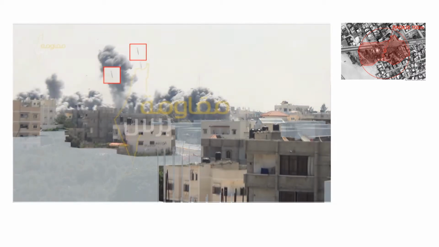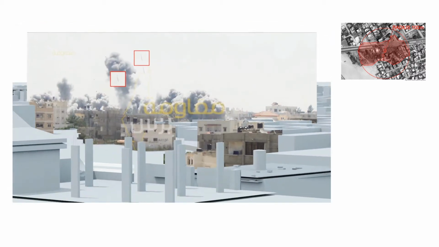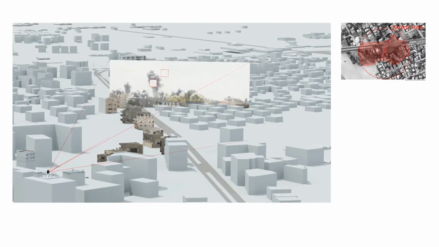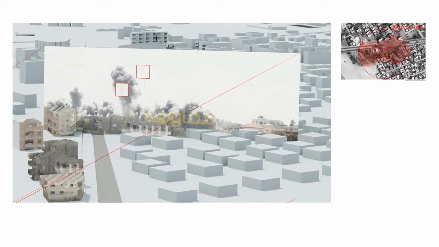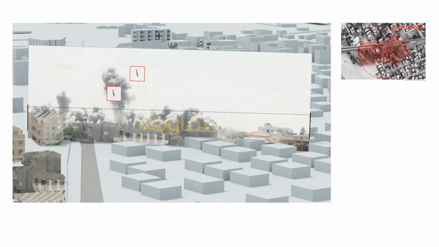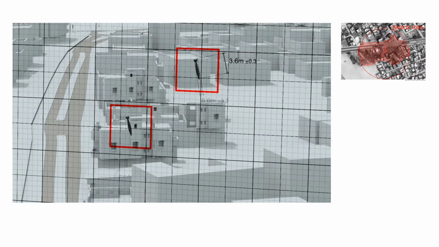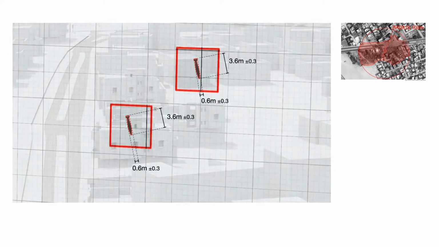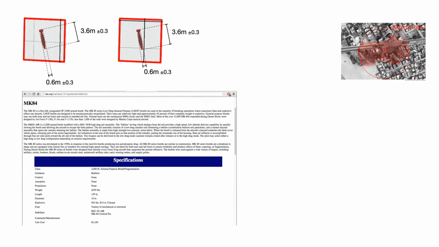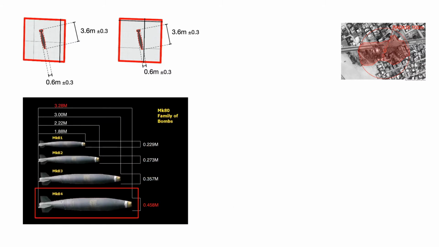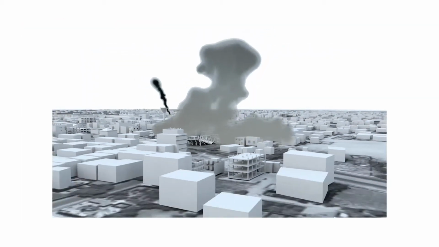Since we know the distance between the videographer and the bombs, we can locate a scaled image plane on the 3D model. We can measure this plane and determine the shape and size of the bombs. An online catalogue helps us to determine the bomb to be a US-made MK-84 packed with 1 ton of explosives. The same bomb plume was recorded from several different perspectives.